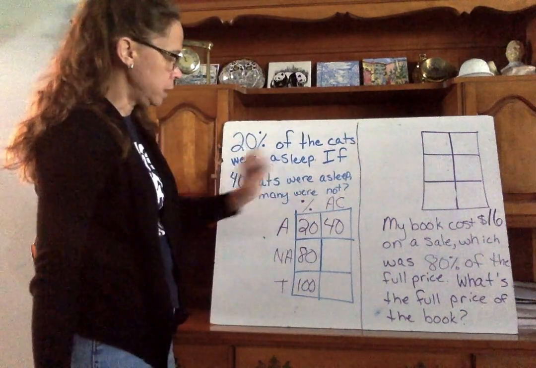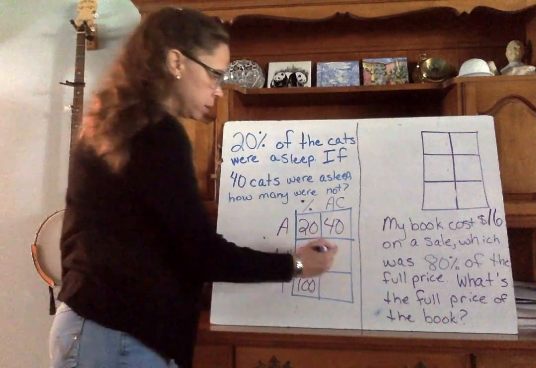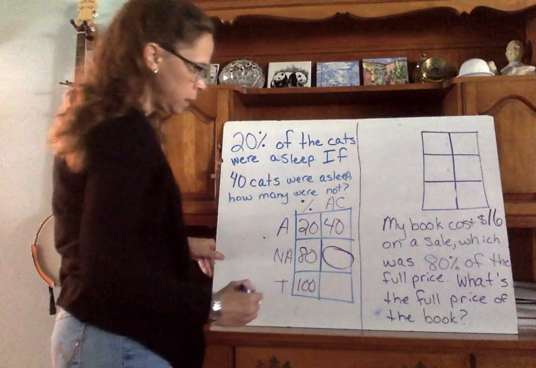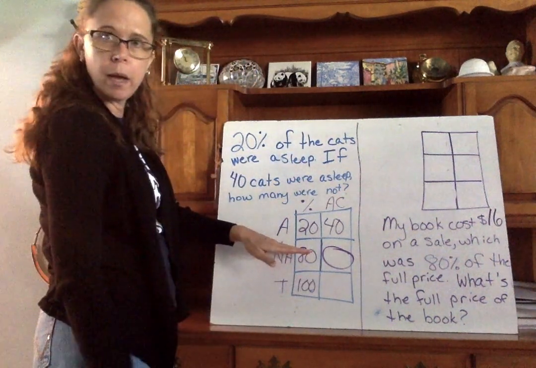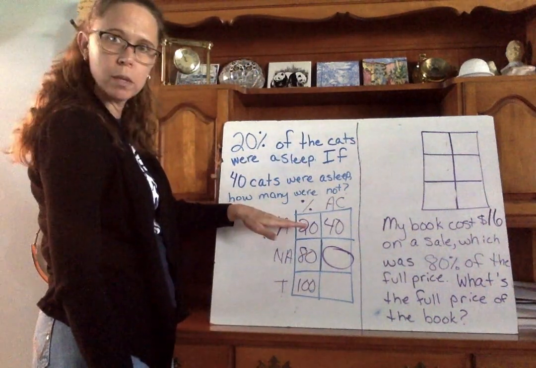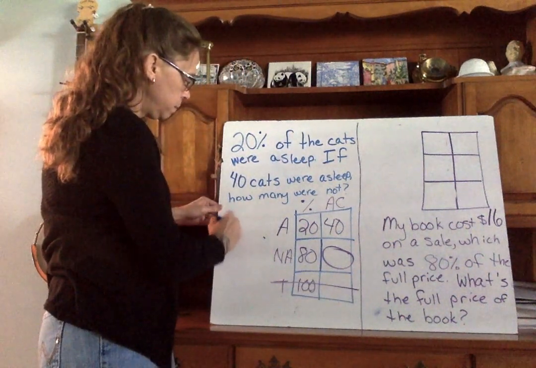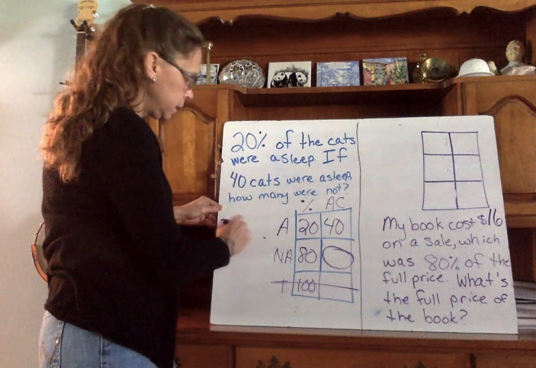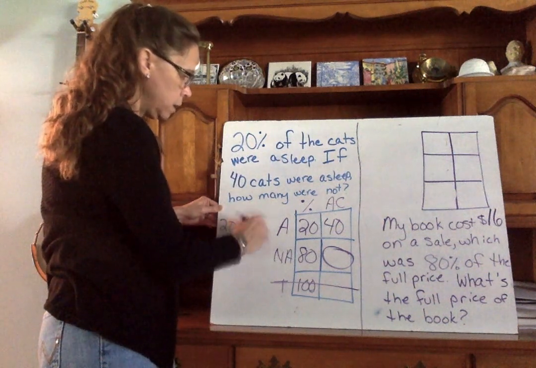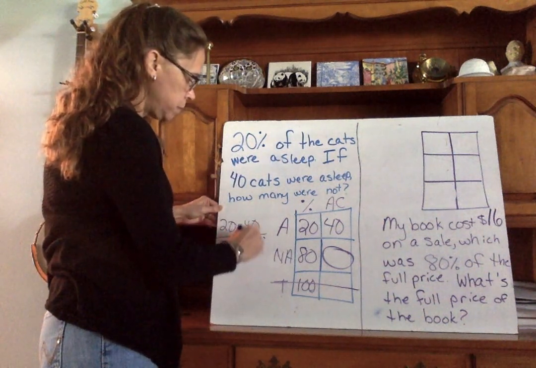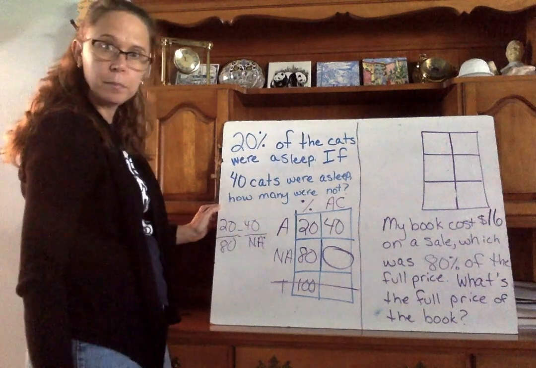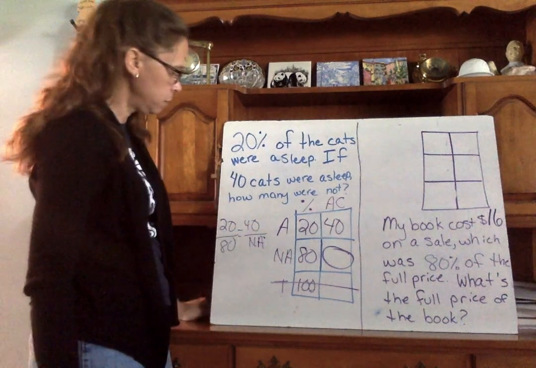How many were not asleep? So I'm looking for this one here. Okay? So I'm going to keep the row with the item I want to find, and I'm going to keep the other row that's complete. Get rid of this row. You end up with 20 over 80 is equal to 40 over not asleep. See if you can figure out how many cats were not asleep.